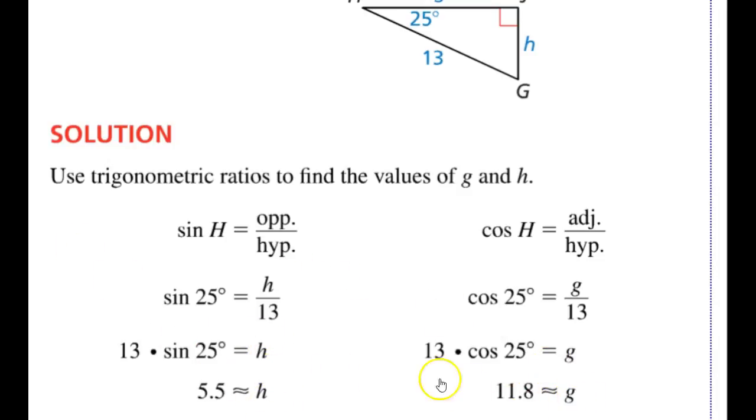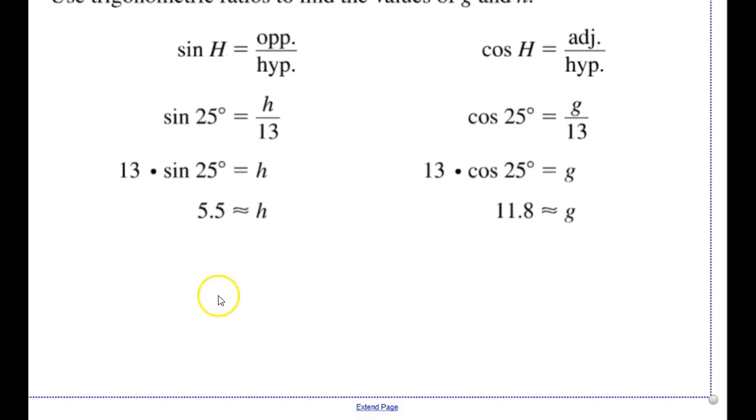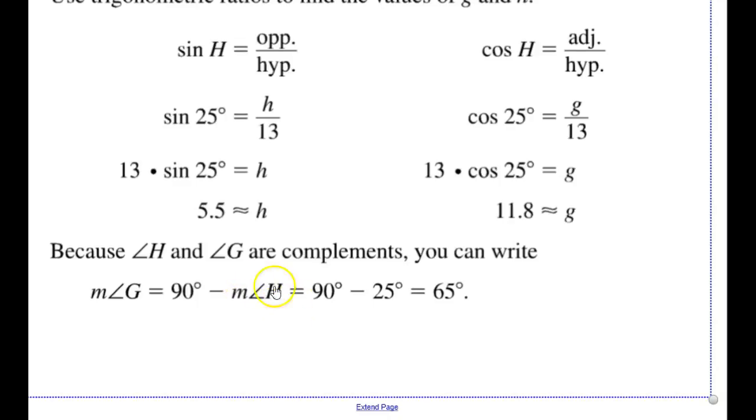And again, you'll see that my side lengths are lowercase letters. So now I just have to find the measure of the angle that I was missing, which is easy enough to do because I know H and G are complementary angles. So I take 90 and I subtract what I already have and I end up with 65 degrees.